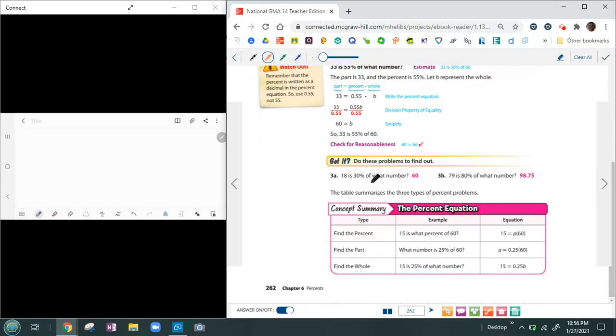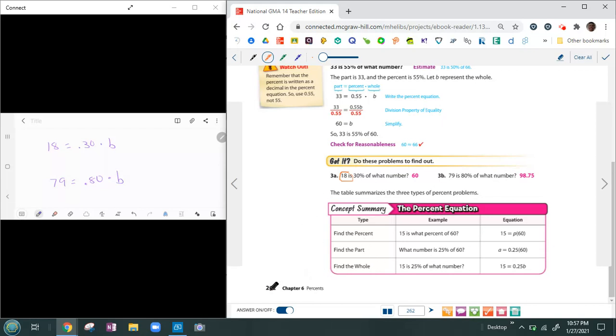Here are the answers. See if you can get them yourself. I'll show you the setup, pause, and then watch my setup. This one says 18 is 30% of what number, so move the decimal over twice, that'd be 0.30 times, we don't know because it says of what number. And then the next setup would be 79 is 80%, so that'd be 0.80 times what number, so that'd be there.